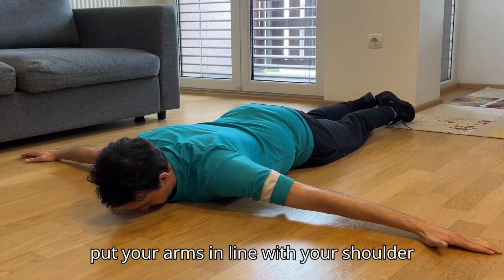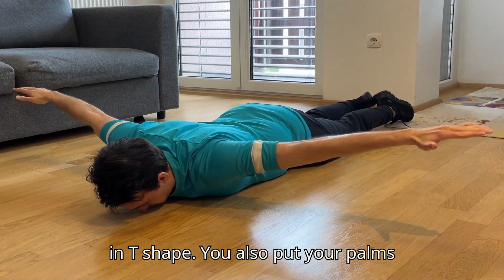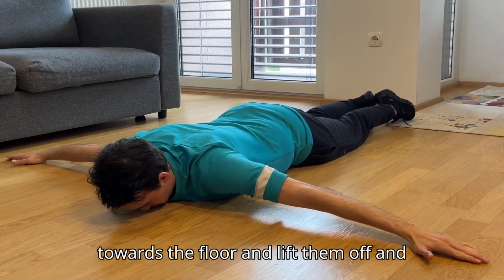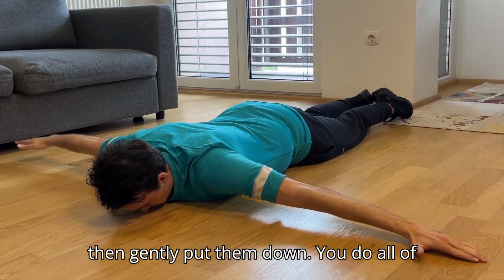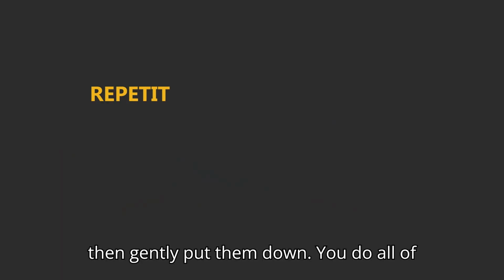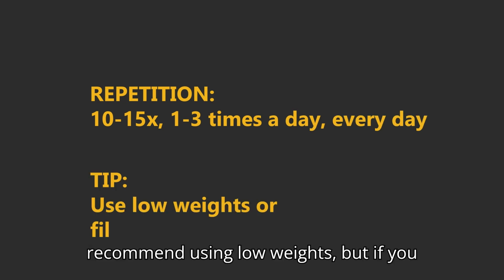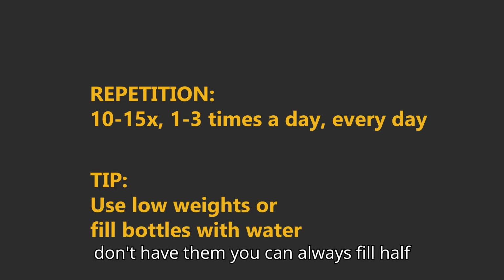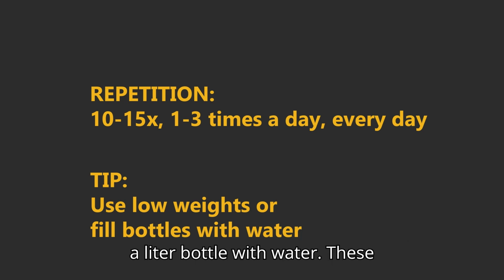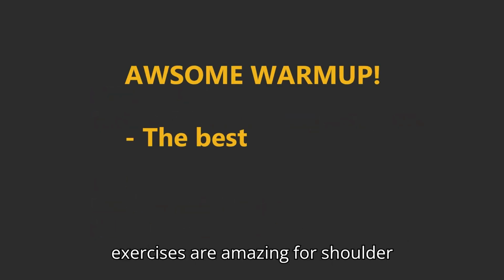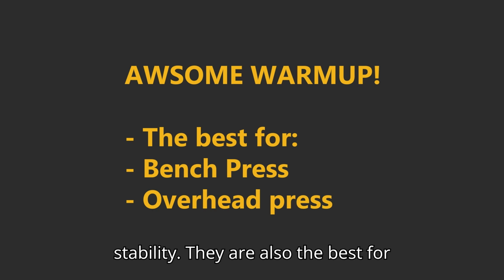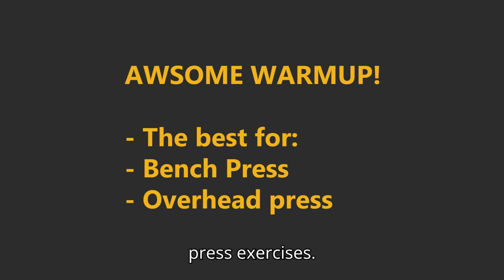The third one, you put your arms in line with your shoulders in a T shape. You also put your palms towards the floor and lift them off, and then gently put them down. You do all of them 10 to 20 times. I highly recommend using low weights, but if you don't have them, you can always fill a half-liter bottle with water. These exercises are amazing for shoulder stability. They are also the best warm-up for bench press and overhead press exercises.